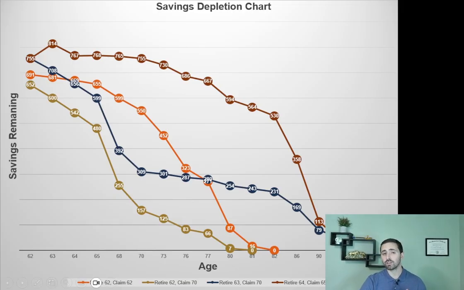And they actually are going to cross over at age 91 to where the choice of waiting to claim at age 70 would have been a better one had you waited and been able to collect all these years.